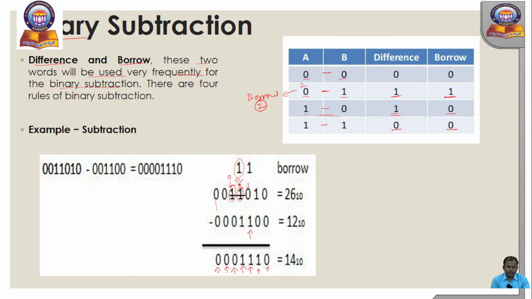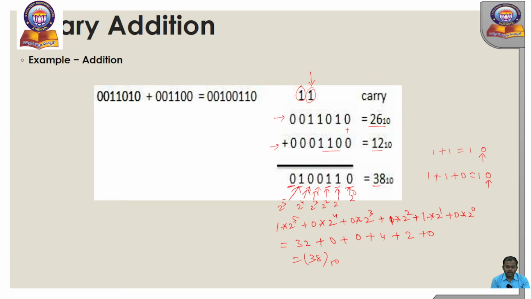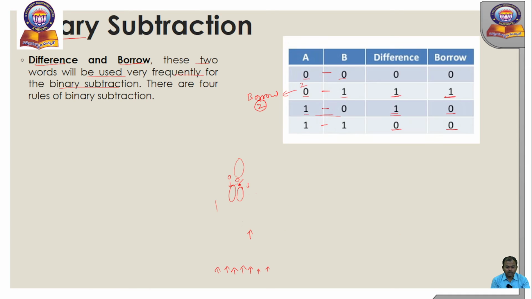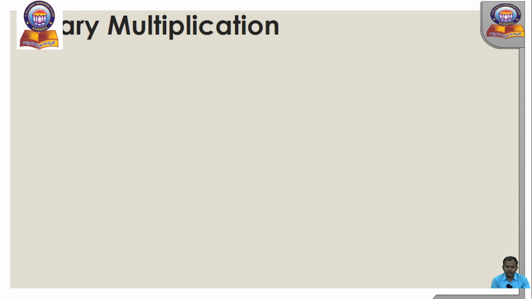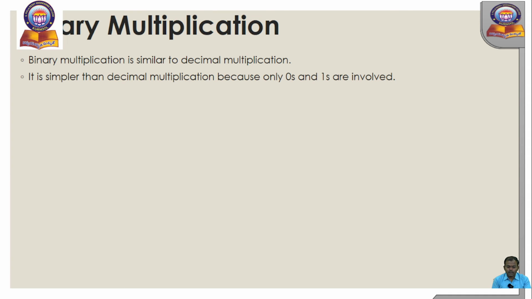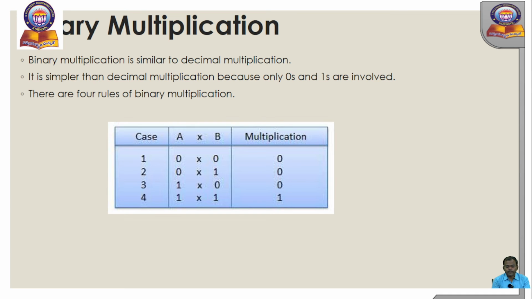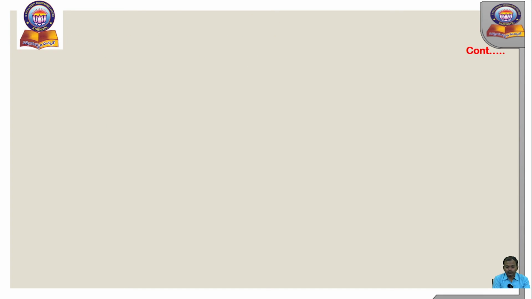Once we thoroughly know how to perform binary addition and subtraction, we can easily do the other two arithmetic operations, that is multiplication and division. Binary multiplication is similar to decimal multiplication. It is simpler than decimal multiplication because only zeros and ones are involved. There are 4 rules of binary multiplication: 0 into 0 is 0, 0 into 1 is 0, 1 into 0 is 0, 1 into 1 is 1.